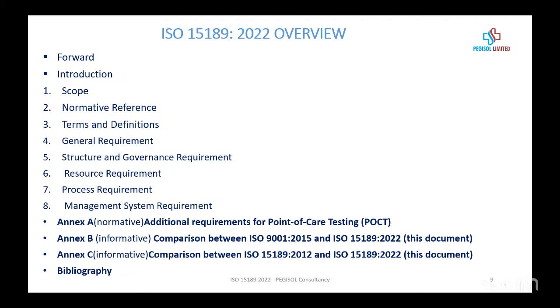So Annex B talks about the comparison between ISO 9001:2015 and ISO 15189:2022, while Annex C, which is informative, talks about the comparison between ISO 15189:2012 and ISO 15189:2022. If you look at this carefully, you see that ISO 15189:2012 has two major requirements, 24 in total: the management requirement and the technical requirement. But now this has been broken down to general requirements, structure and governance requirements.